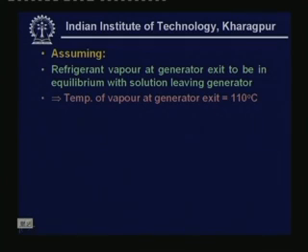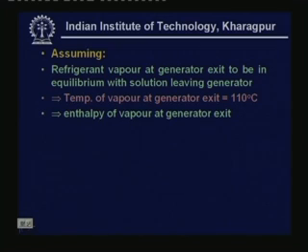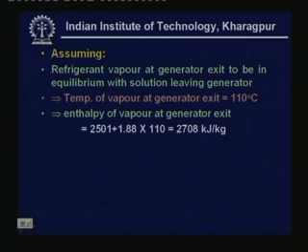So, once you know this, you can find the enthalpy of the vapor, because it is given that the enthalpy of the vapor can be obtained from the expression 2501 plus 1.88 into T, where T is 110 degree centigrade. From that expression you find that the enthalpy of vapor at generator exit is 2708 kilojoule per kg.